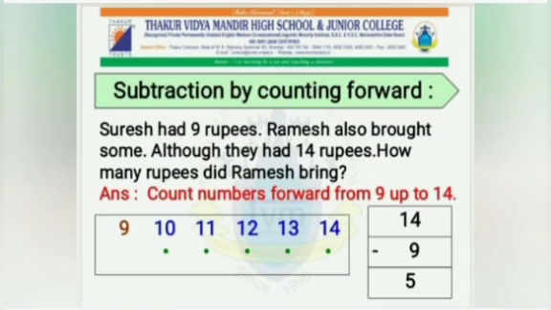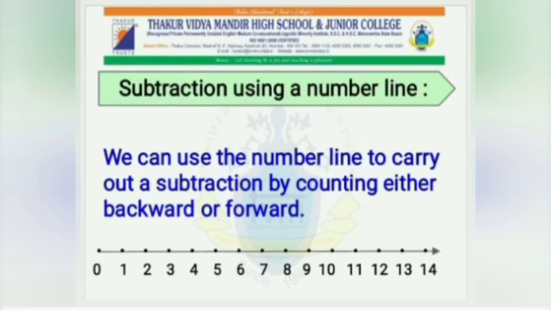Let's count. 9, 10, 11, 12, 13, 14. Now count the total numbers after 9. That is 1, 2, 3, 4 and 5. Yes, the answer for 14 minus 9 is 5. So now, let's move to the next method. That is subtraction using a number line. Let's see the use of a number line in subtraction. Yes, it will be interesting.